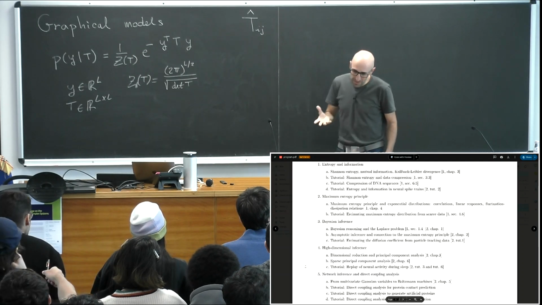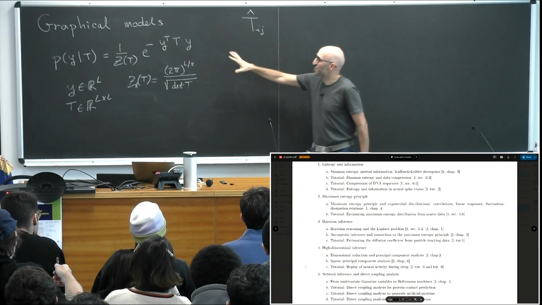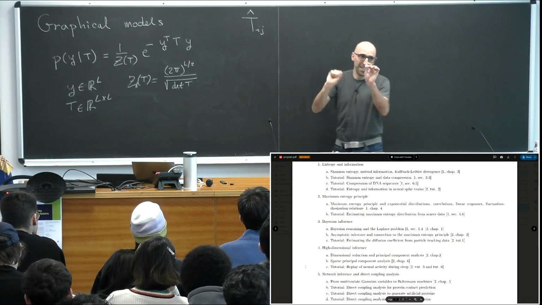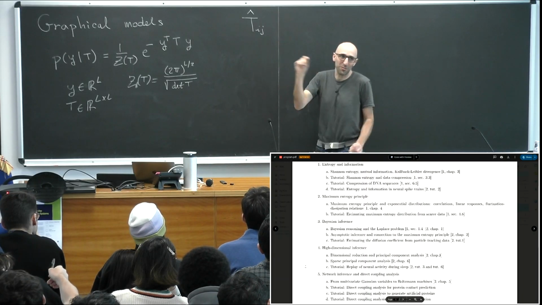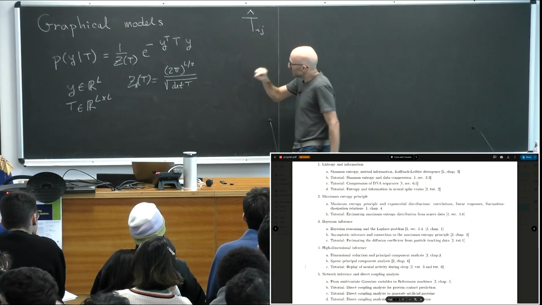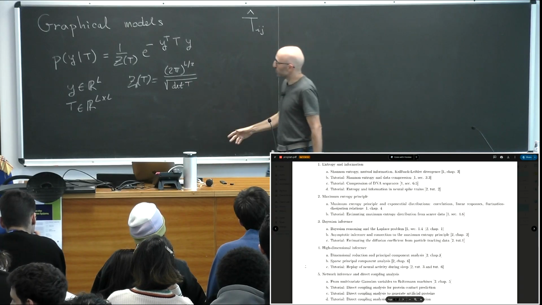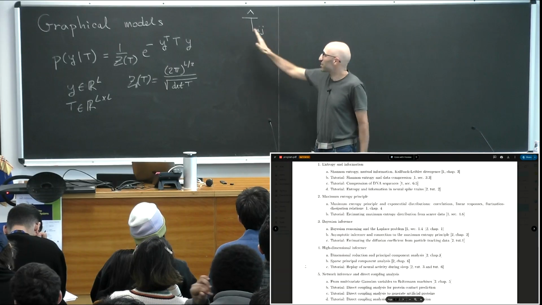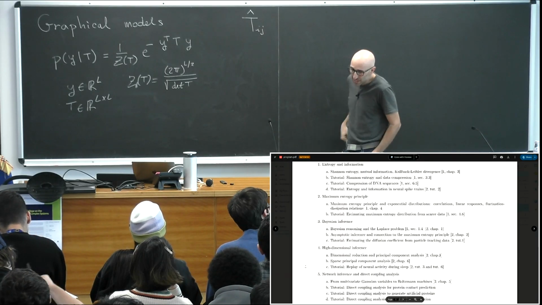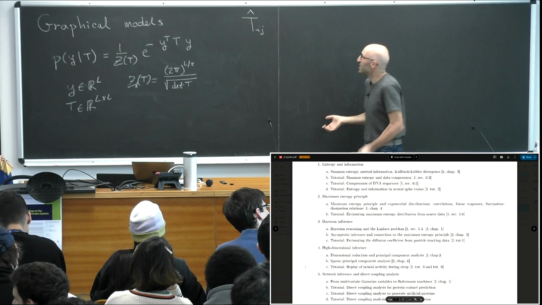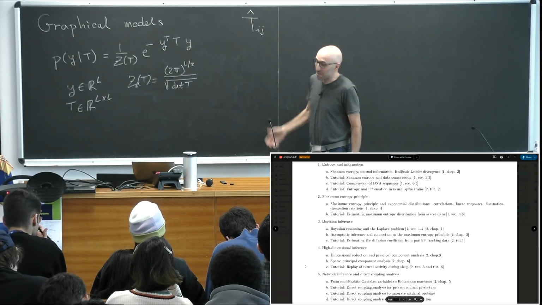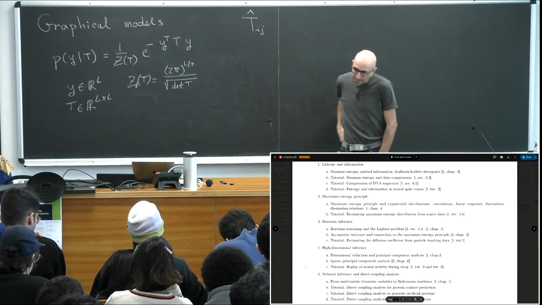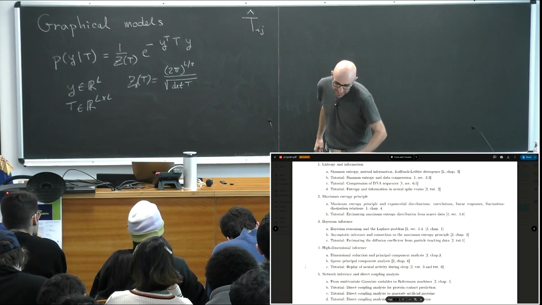So this defines a graph, and that's why I call it a graphical model, because the graph will be the set of edges between the vertices of the graph, which are the L sites that correspond to the coordinates of y, and the edges will be the pairs ij such that Tij is non-zero. And I would like to understand or to infer the properties of this graph. So where are the non-zero components of T? Why am I interested in this?